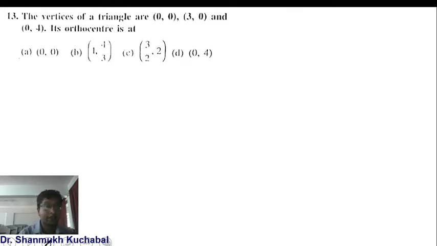The vertices of a triangle are (0, 0), (3, 0) and (0, 4). Its orthocenter is at, okay, so it is a right angle triangle, and the orthocenter must be at the origin only. Therefore option A is the right answer. So it verifies: AC square equals AB square plus BC square. So the orthocenter is the origin (0, 0).